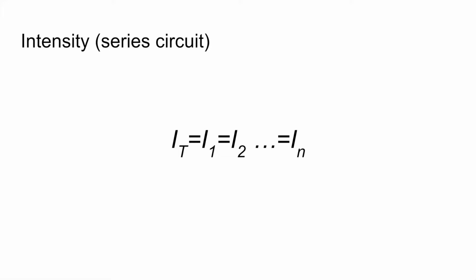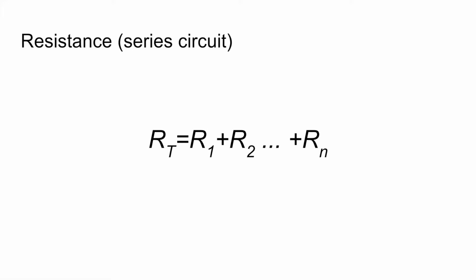For resistance, we have the total resistance equals the first resistance plus the second all the way for all the values you have. In simpler terms, the total resistance of a series circuit is the sum of the resistance of all the circuit components. Let's try using these formulas to find the total voltage, intensity, and resistance of a series circuit.